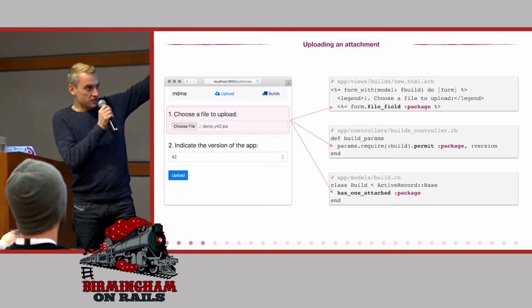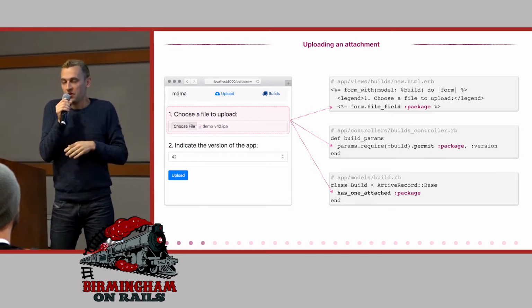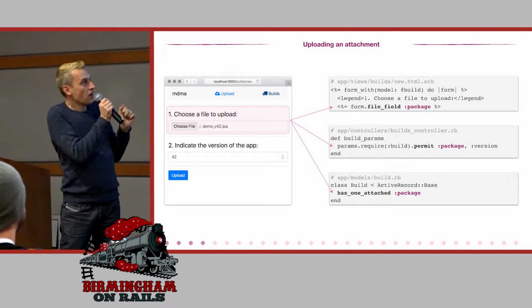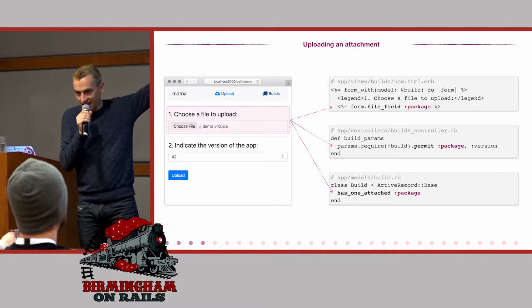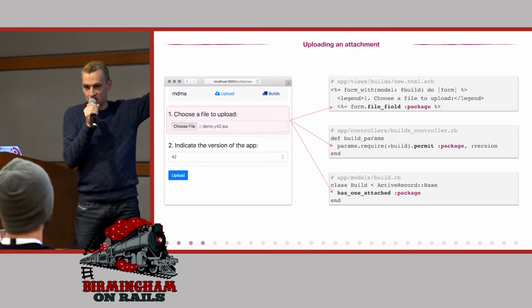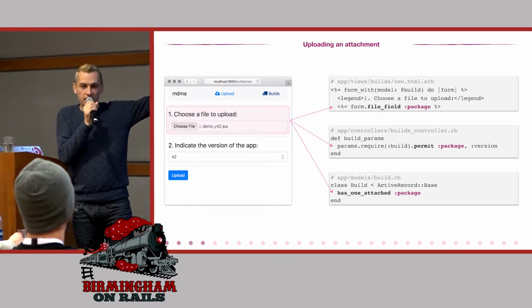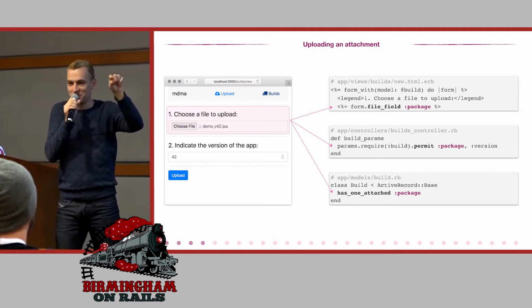So how do you make this file uploader work with Active Storage? You really need to write three things. First of all, in the view, in the HTML, you actually need that file uploader to display in the browser. So in your view, you add a file field, and let's call that package. That one you need so the user can click choose file.